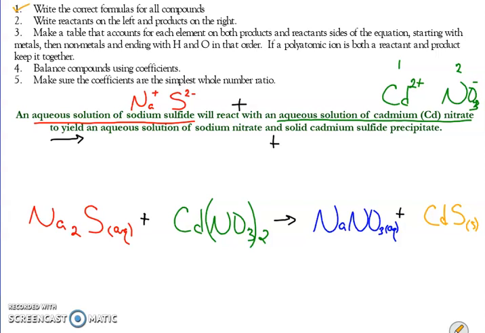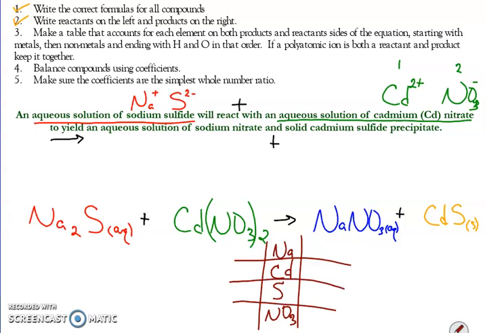So there are the correct formulas for all the compounds that have been written. We've written the reactants on the left, products on the right. So now we need to make a table to account for all of this stuff, starting with our metals and ending with our nonmetals and keeping polyatomic ions together. So I'm going to do Na, Cd, S, and NO3, because NO3 is on both sides of the reaction. Quick table here.